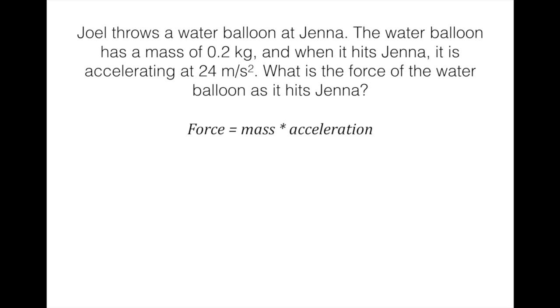Well, what we do is we take our formula. Force equals mass times acceleration. The next step we do is we substitute. We find out the mass, 0.2 kilograms, multiply it by 24 meters per second squared. Okay, that's your acceleration. 0.2 times 24 gives an answer of 4.8 newtons of force. Okay, that's not a lot of force overall, but there you go. That's your answer. So remember, force equals mass times acceleration.